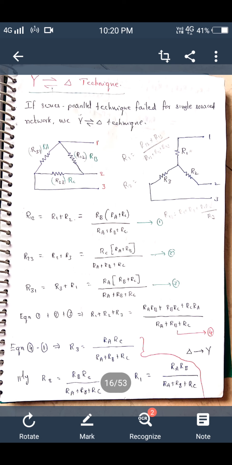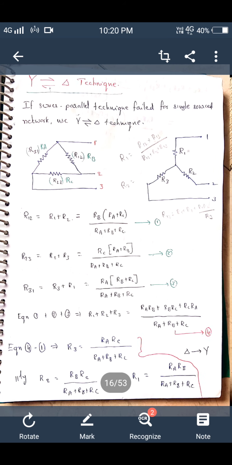R1 is equal to R12 into R13 by R12 plus R23 plus R31. We use this formula. Similarly, R2 we can calculate by using the formula R12 into R23 by R12 plus R23 plus R31. So like that, if any delta network is there, as per our requirement, we will convert that into a star connection.